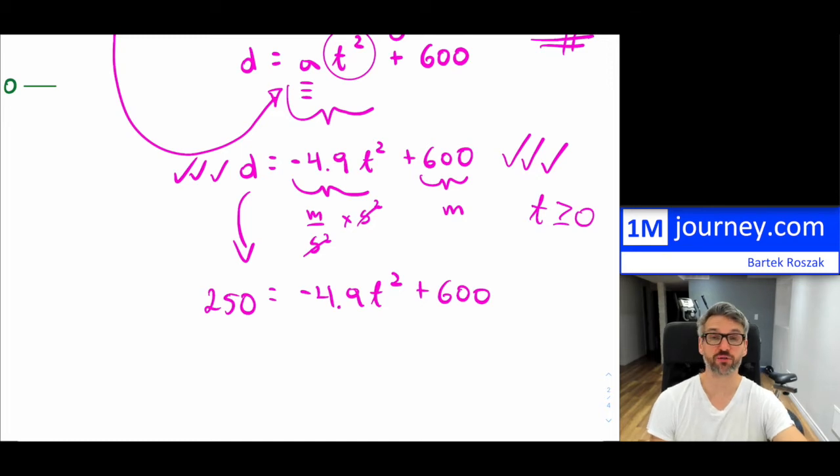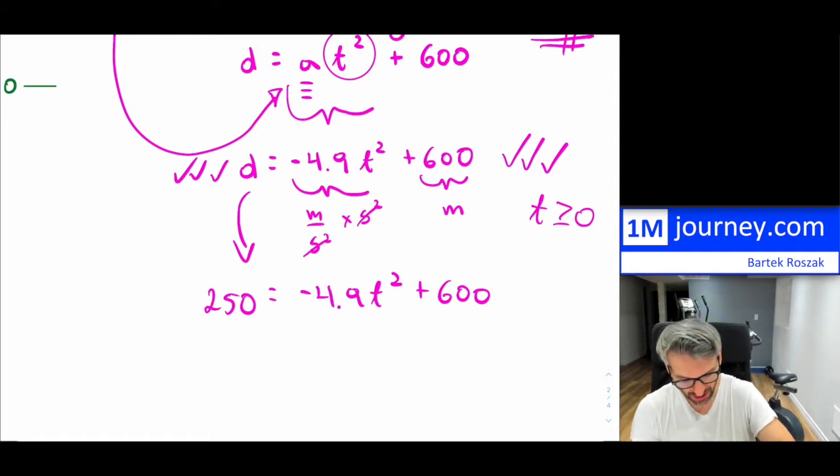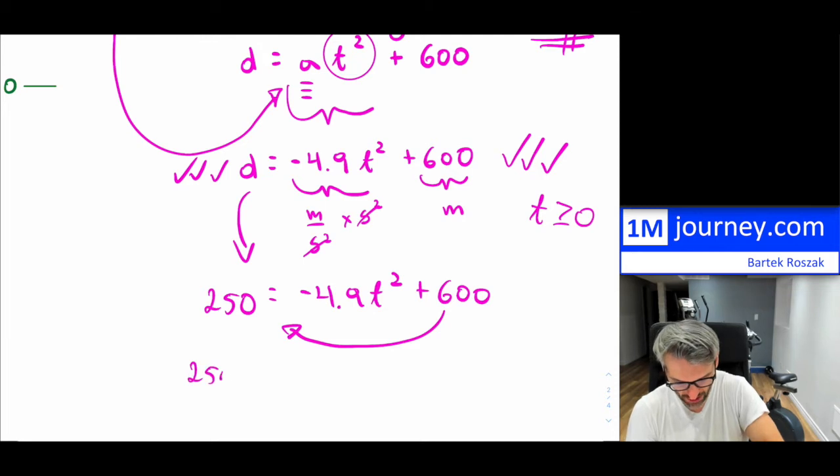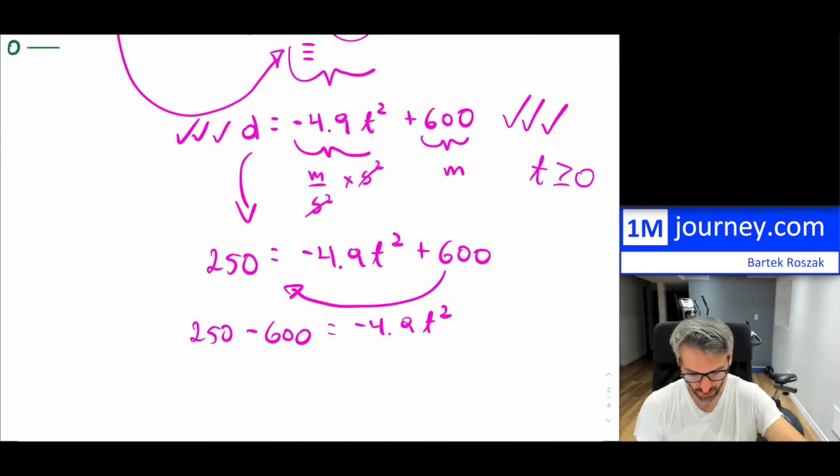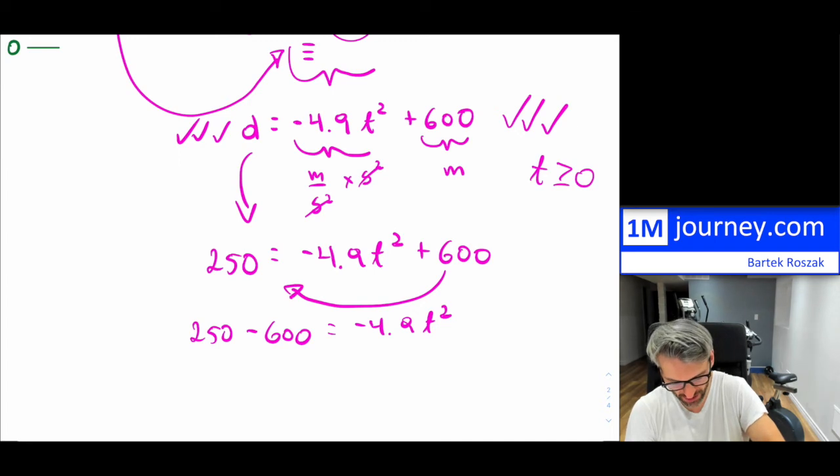Okay, so now what do we do? Well, we have to solve for t. Solving for t is basically isolating this thing. So I'm going to move this over to the other side. This is going to be 250 minus 600 is equal to negative 4.9 t squared. Now, 250 minus 600 is negative 350.